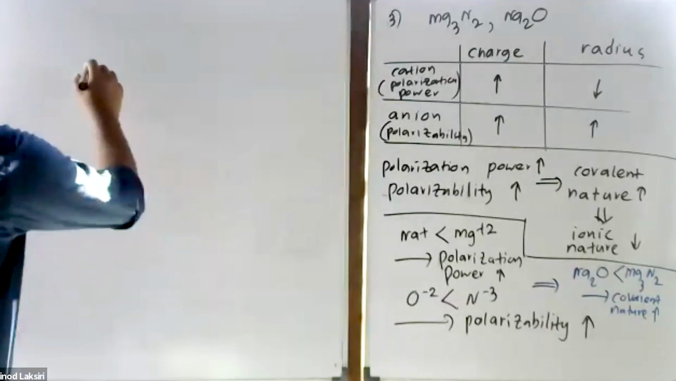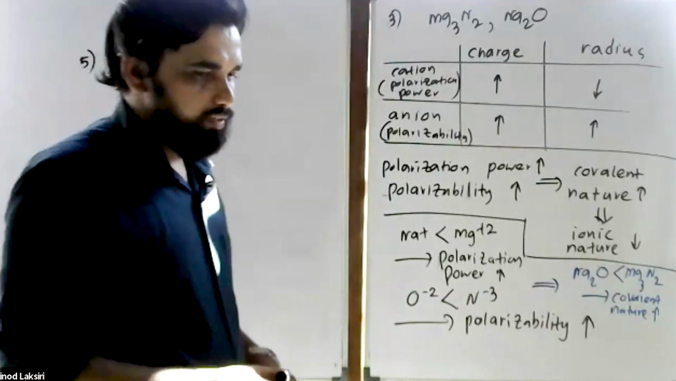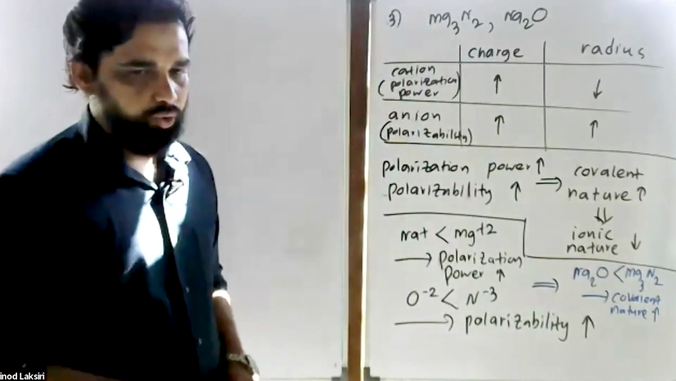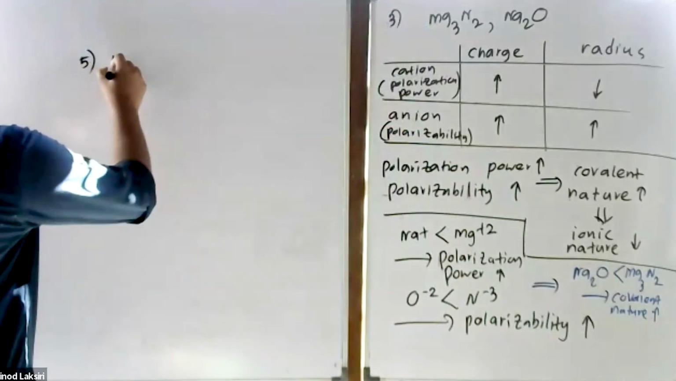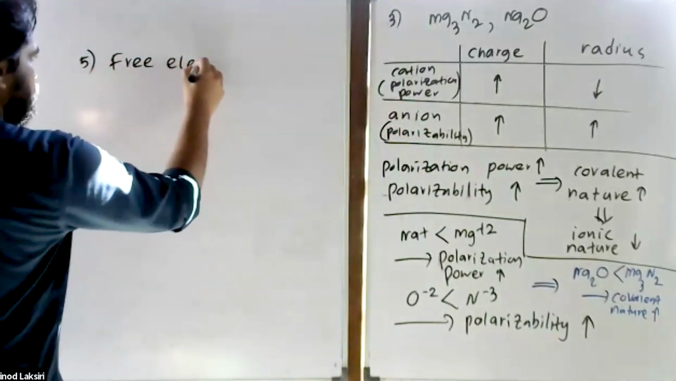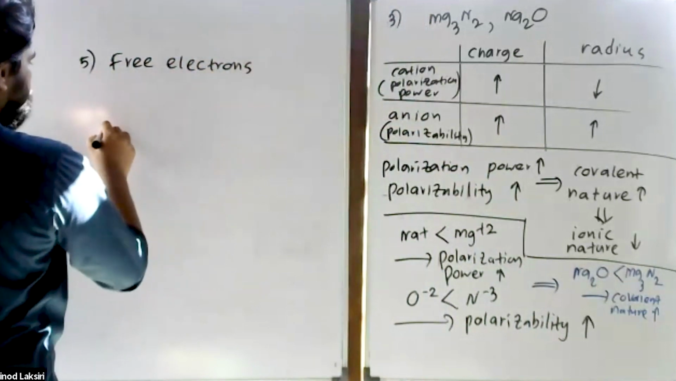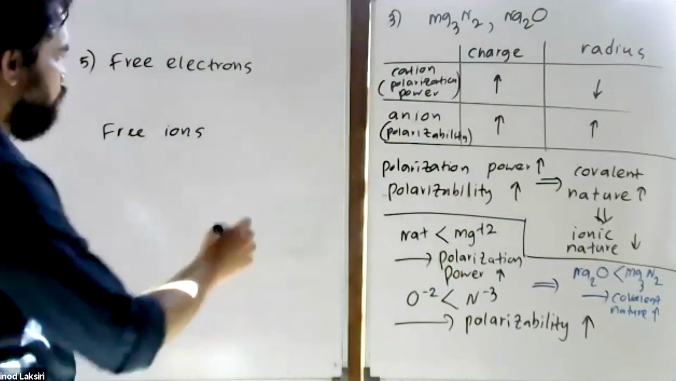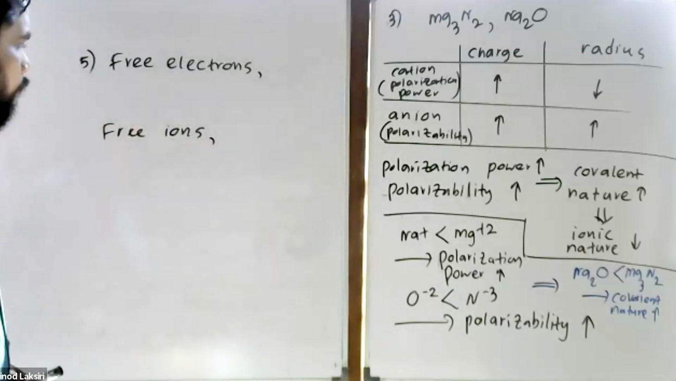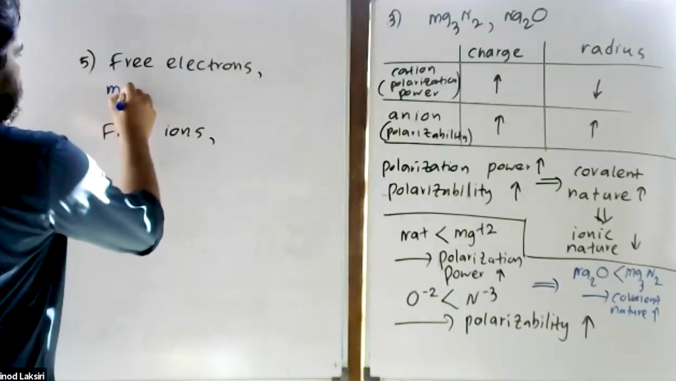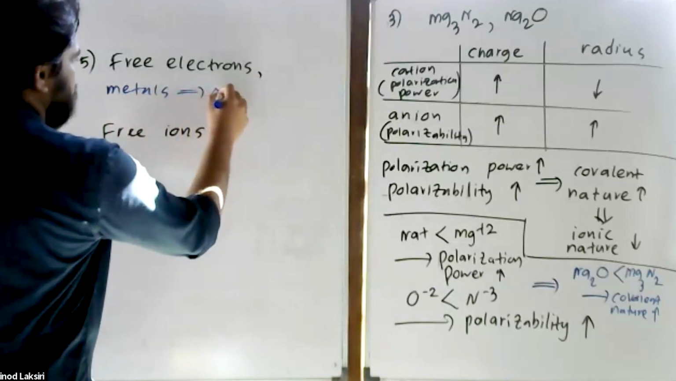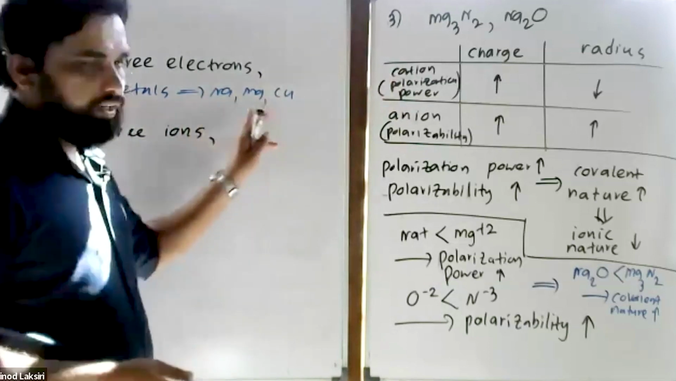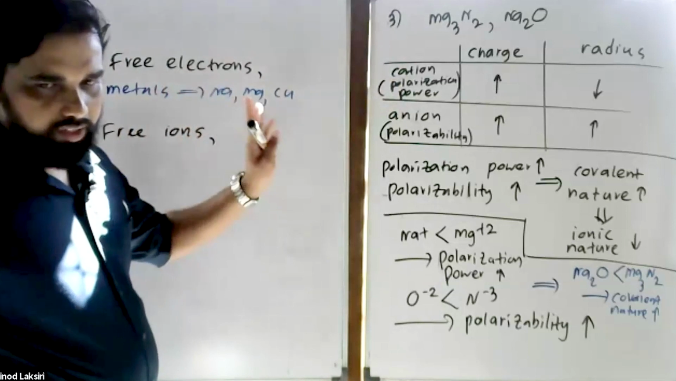So you have to remember this about conducting electricity. To conduct electricity, what is the requirement? Free electrons or free ions should be present, right? So when we consider metals like sodium, magnesium, copper, any metal, right? Metals contain free electrons, therefore metals conduct electricity, right?